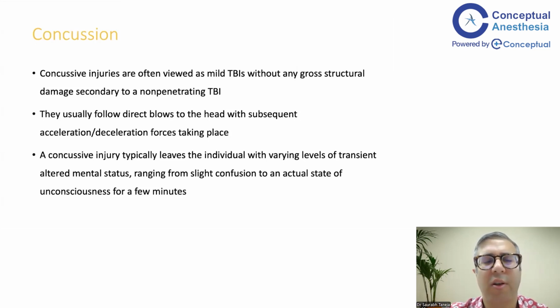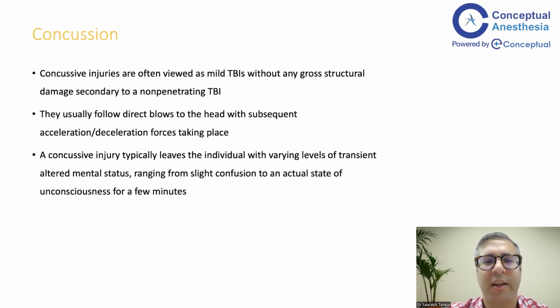Now, a bit about all the types of injuries that can be there. So, concussion is often viewed as a mild traumatic brain injury without any gross structural damage secondary to a non-penetrating traumatic brain injury. So, there's a non-penetrating injury, a blunt injury, which leads to no gross structural damage, and there's a mild traumatic brain injury. That means GCS is around 14 to 15.